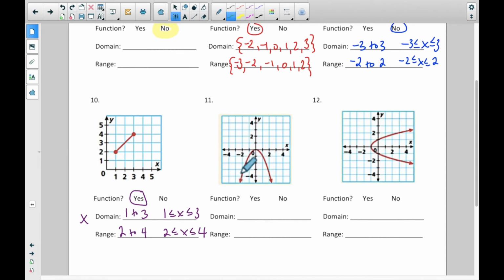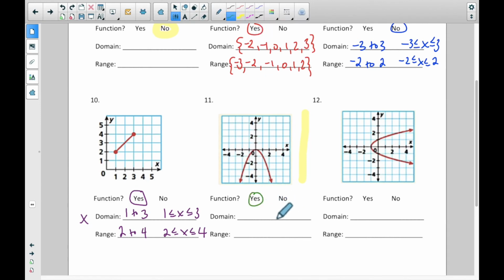Okay, next one. Is it a function? Yes, it is. It does pass the vertical line test. So let me bring my vertical line back. So if I have this vertical line, look, even though it has kind of this bump on it or whatever, it's only touching everywhere one time. It never touches it more than once. So this one is a function.